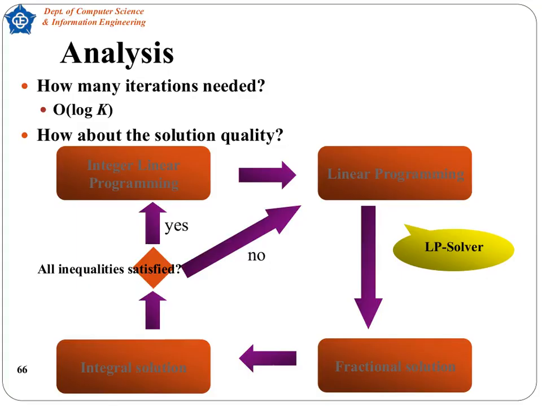As the flowchart illustrates, we start with our integer linear program and relax it to a standard LP. An LP solver then produces a fractional solution from which we derive an integral candidate and check it against all original constraints. If every inequality holds, we've found a valid integer solution. If not, we identify the violated constraints, add them as new cuts, and resolve the LP. Each cycle tightens the relaxation until we recover the exact integer optimum.